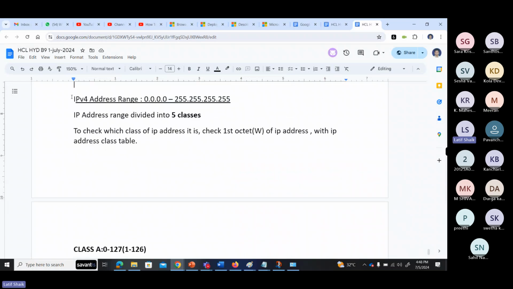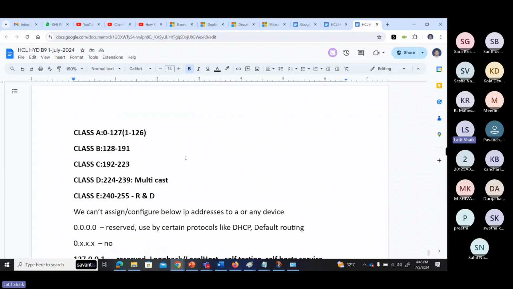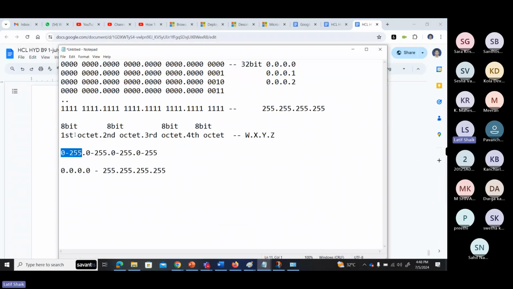This IP address total range is divided into 5 classes: Class A, Class B, Class C, Class D, and Class E. Class A range is 0 to 127. The range is defined by the first octet only, not any other octet. If you look at an IP address and see the first octet, you can understand which class it is. So it is based on the first octet.